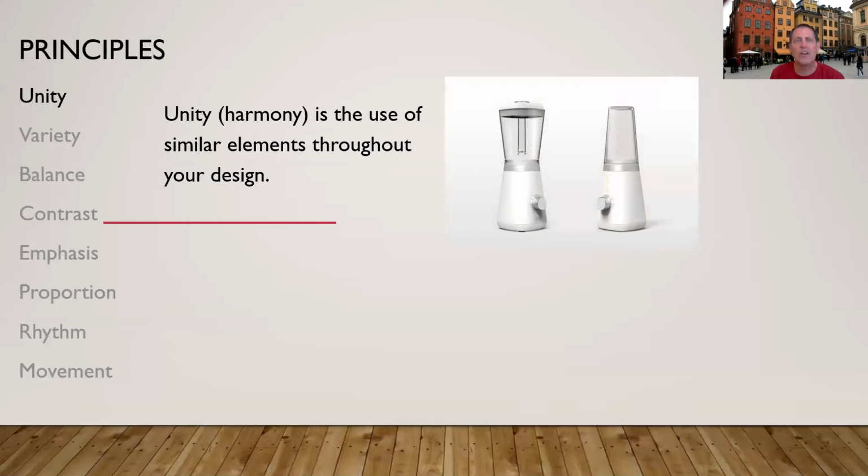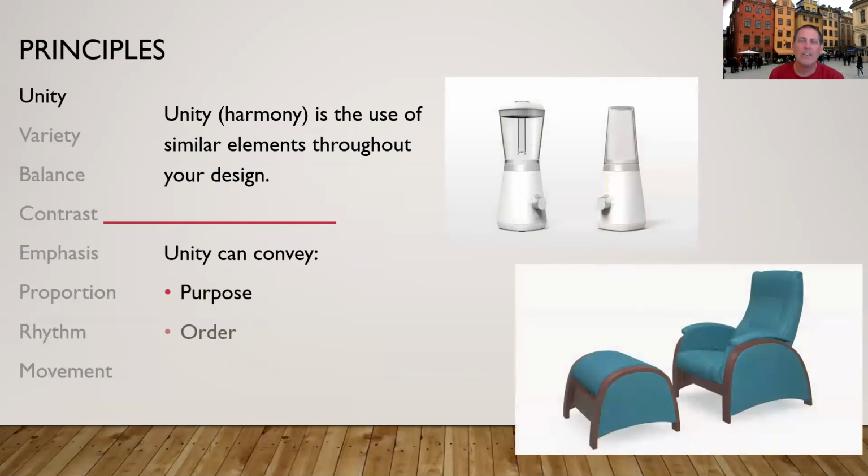First principle is unity, sometimes called harmony. And it's the use of similar elements throughout your design. Like the example here, the two different types of blenders have a very common theme, and even within them, lots of circles going on, a basic cylindrical pattern through everything. Unity can convey a sense of purpose, order, and meaning, which can be very, very useful to you.